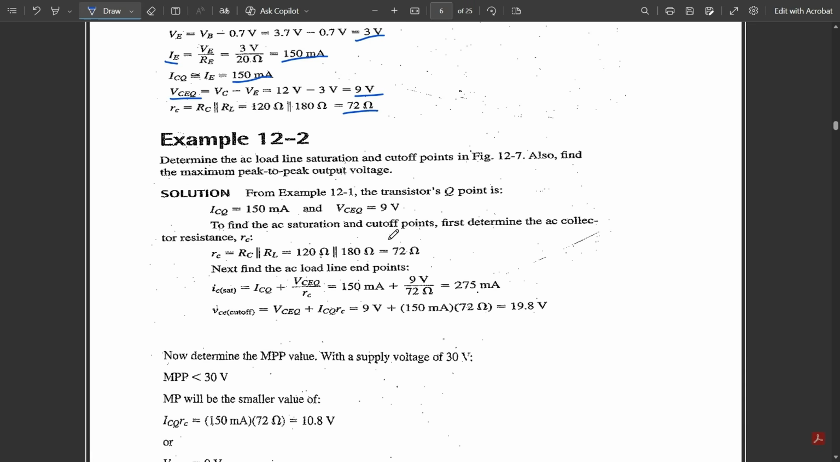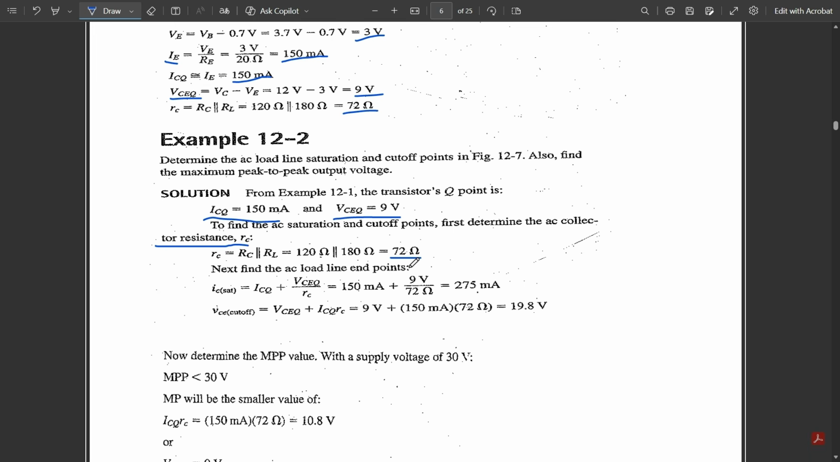Now this is for the same question. They had also told us to determine the AC load line saturation and cutoff points. Also find the maximum peak to peak output voltage. Okay, from the above example, the transistor's Q point is ICQ, that is 150 milliamps, and VCEQ is 9 volts. Okay, now to find the AC saturation and cutoff points, you need to be first determining the AC collector resistance RC. RC is equal to RC parallel to RL, that is 72 ohms, which is already found out.